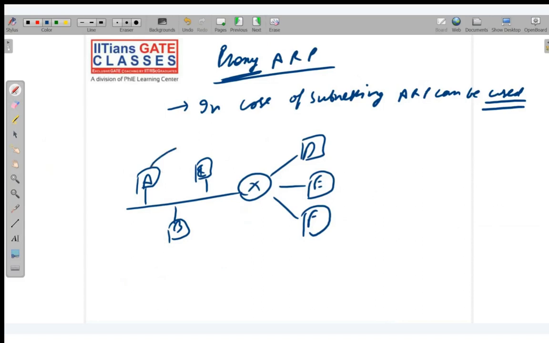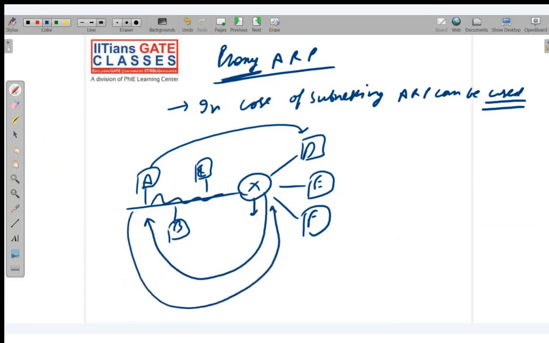So A wants to send a message to D. So it wants to know the physical address of D. So it will send a query packet, and the router will see this, and in place of D replying, the router will reply to A in place of D. That means the router will send its own physical address to A, and A will send the message to this router, and the router will forward it to D. So everything is done with the help of the router. So D's presence is given by this router. That's why we are calling it proxy ARP.